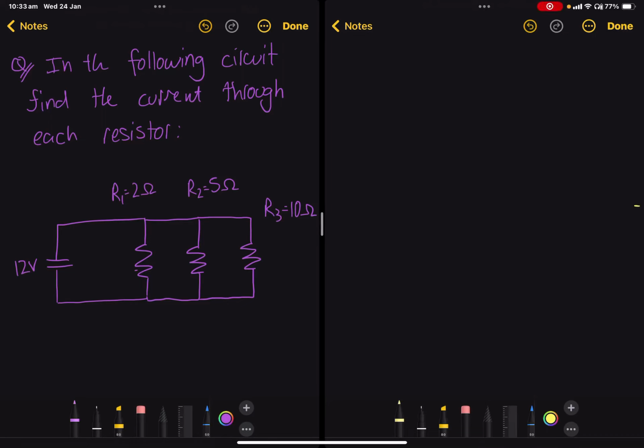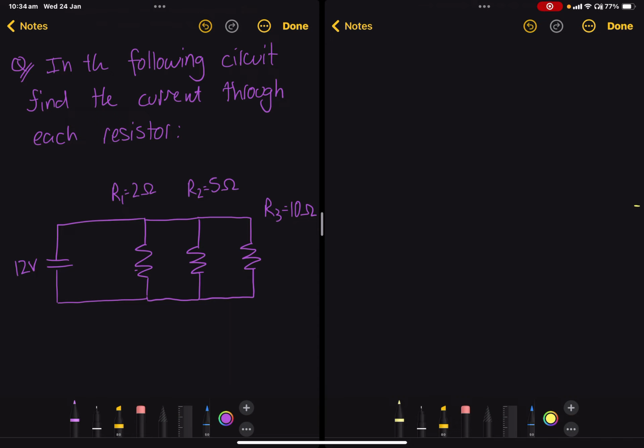So now we're going to have a look at another example from the topic of electricity and magnetism. Here we have a circuit example. We're asked in the following circuit, find the current through each of the resistors. We're told this has a 12-volt battery and it has 3 resistors in parallel, one with a resistance of 2 ohms, one with a resistance of 5 ohms, one with a resistance of 10 ohms. So we have to find the current through each of the resistors.